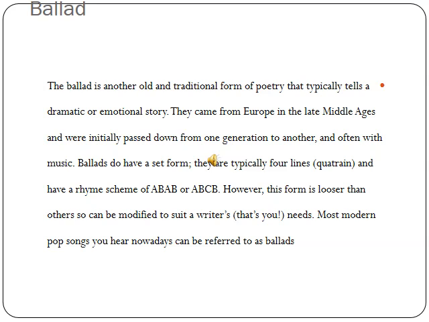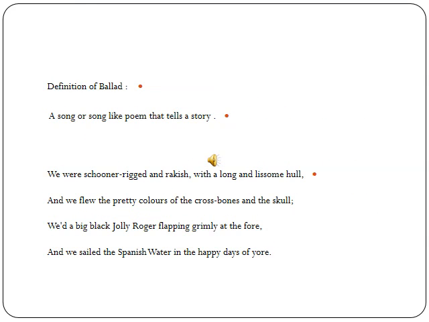Let's see more examples about ballad. So this is another definition for ballad: a song or song-like poem that tells a story. It tells a story, sometimes emotional stories, tells some experience, but it specializes in song, like in music. So this is the ballad.